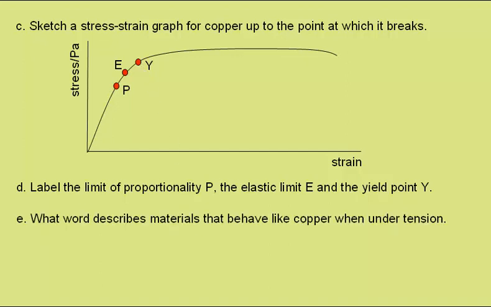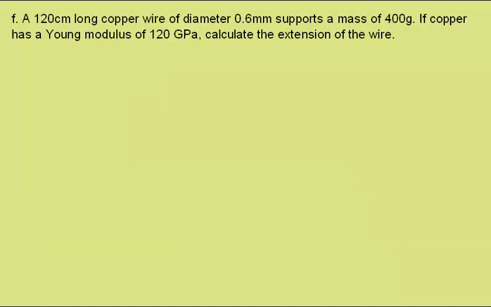Part E. What word describes materials that behave like copper when under tension? Well, copper is a ductile material. Part F. A 120 cm long copper wire of diameter 0.6 mm supports a mass of 400 grams. If copper has a Young modulus of 120 gigapascals, calculate the extension of the wire.